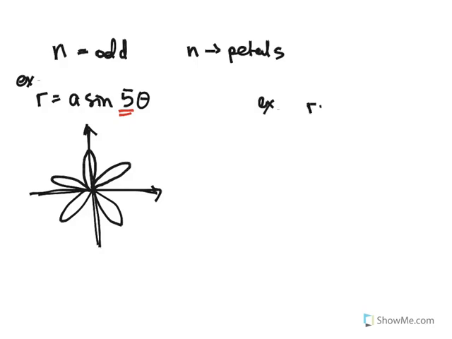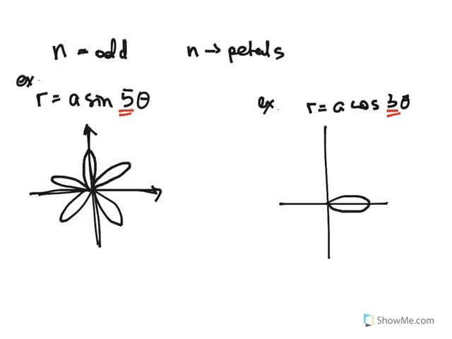Or r equals a cosine of 3 theta. Okay, so we're going to have 3 petals. So one petal is going to be right here, just like in my previous example. And the second one is here, and the third one is there, and they all meet at the origin.